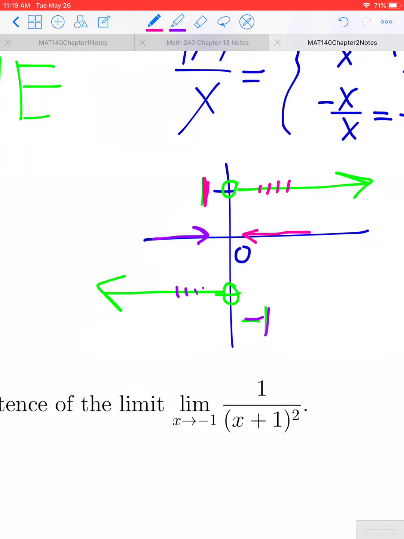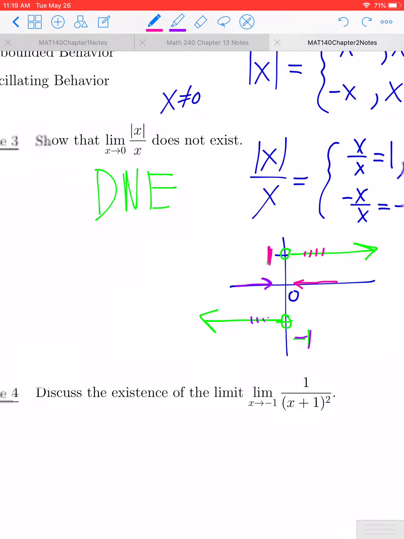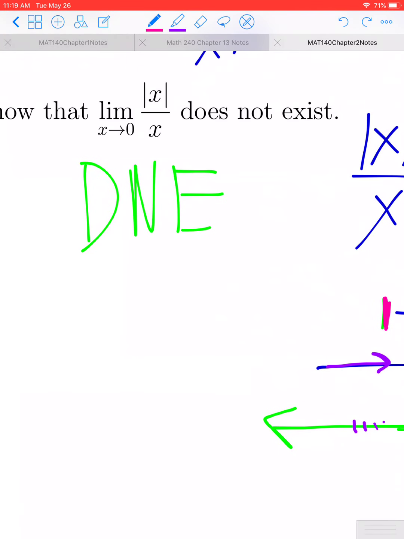So the function is giving us two different sided limits. If we approach from the left-hand side, it's always negative 1. If we approach from the right-hand side, it's positive 1. So it's not agreeing on one mutual value. You get two different sided limits, and therefore the limit as x approaches 0 in general does not exist.